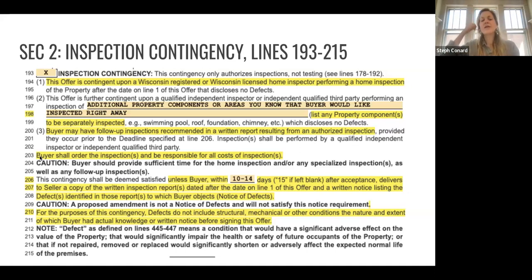So, you know, a general home inspector is probably going to call out that roof and say, I recommend having a roofer come out and look at this and see if it needs to be replaced, see if it just needs to be repaired. But unless you have that recommendation from the general home inspector, you cannot have that follow-up inspection, that roof inspection. So, and again, if you want to have that buyer have the ability to have that roof inspection right away, in conjunction with the general home inspection, then you would write that in line 197 to 198.